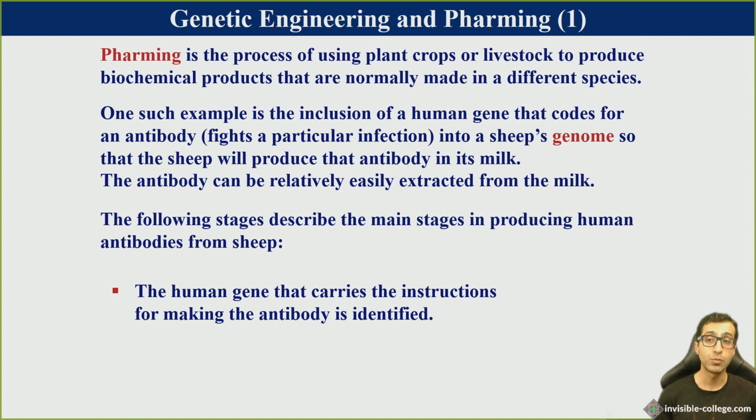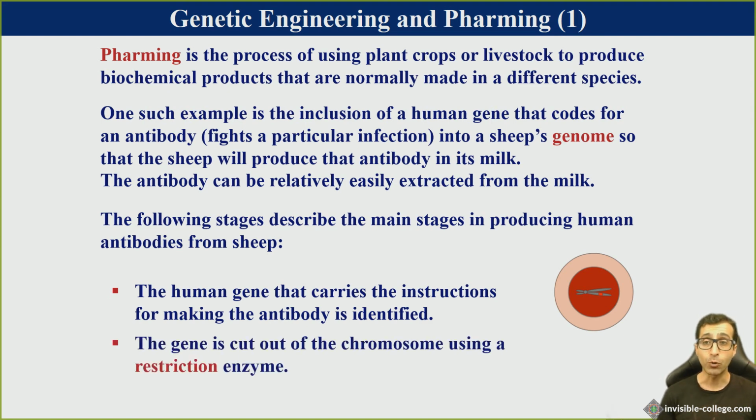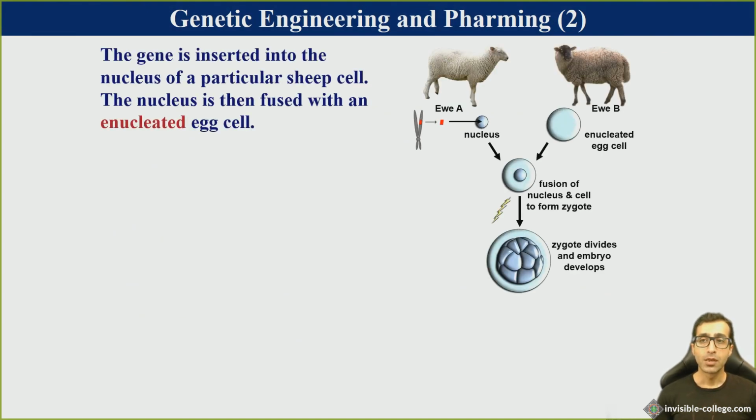So we start with the human gene that carries the instructions for making the antibody, and we identify the position of that in the human genome. We then select an appropriate restriction endonuclease to cut that gene out of the chromosome. So at this point, we can then insert that gene into the nucleus of a particular sheep cell. The nucleus can then be fused with an enucleated egg cell from another sheep.